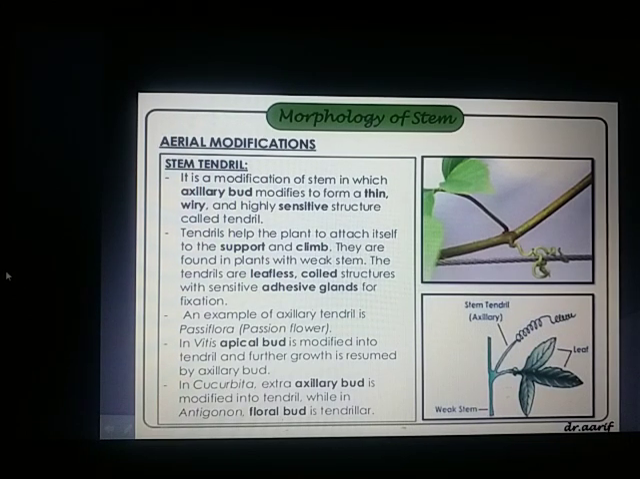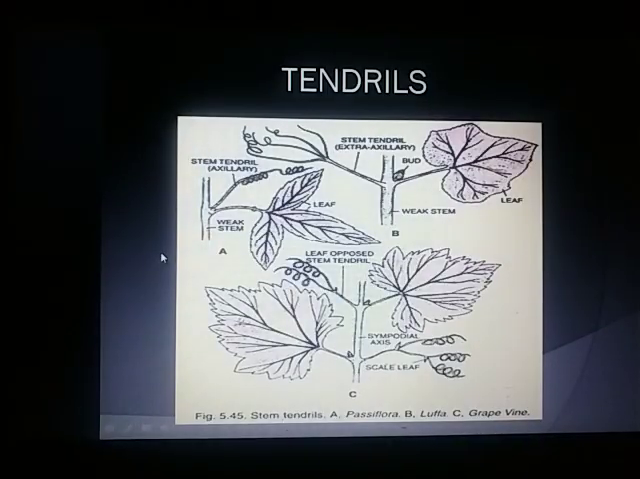the terminal bud modifying into tendril in the case of Cissus or the Vitis. Here we are seeing all the three plants: the Cucurbita, the Passiflora, and the Cissus or the Vitis.